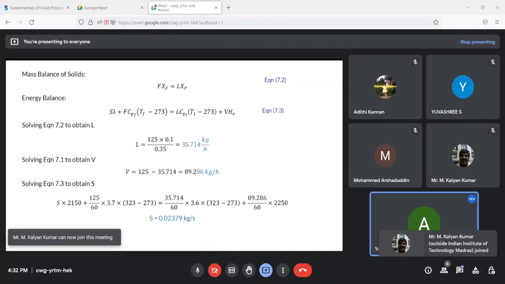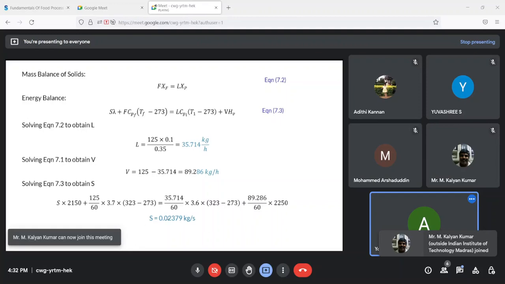So whenever you get all these enthalpy and flow rates, the first three things that you need to do is a total mass balance, the mass balance of the solids, and the energy balance. So from there, you can calculate the mass flow rates of each and every stream. From there, you can calculate the enthalpy and all if required, and the heat transfer rate as well.